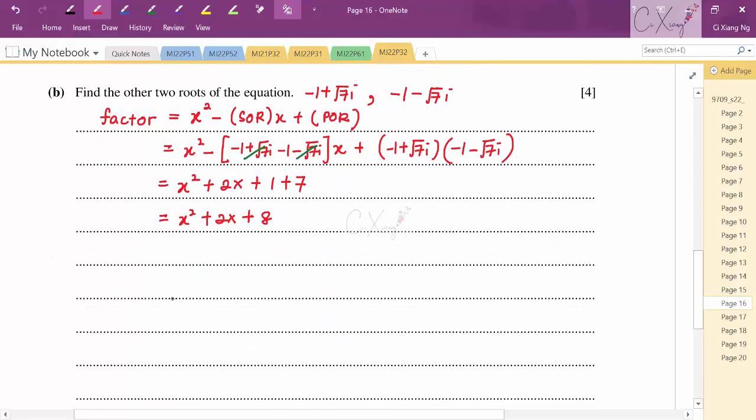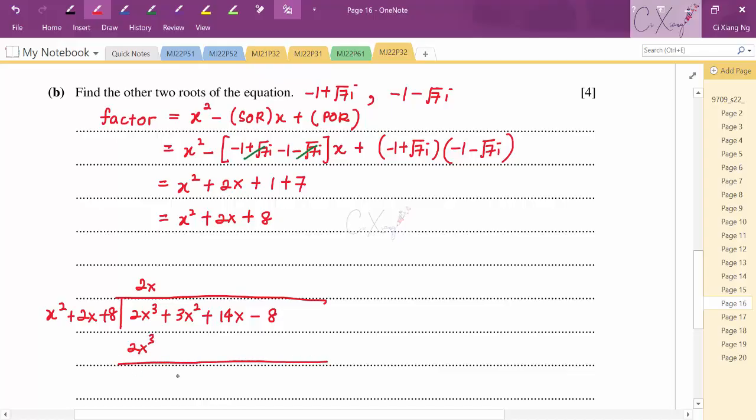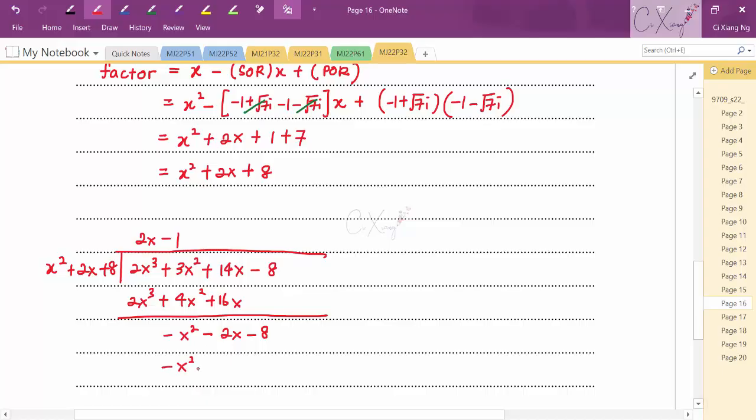So to get the last root, we just need to apply long division. My original equation is 2x cubed plus 3x squared plus 14x minus 8, and the quadratic factor that I'm using is x squared plus 2x plus 8. For the first term here, I need to multiply by 2x so that I can get 2x cubed. 2 times 2 is 4, so 4x squared, and 8 times 2 is 16. Then from here I'm having negative 1. When I have negative 1, you can see that I can complete this long division without a remainder, because this is actually the quadratic factor that we tried to find just now.